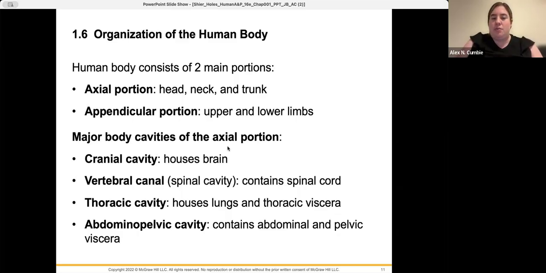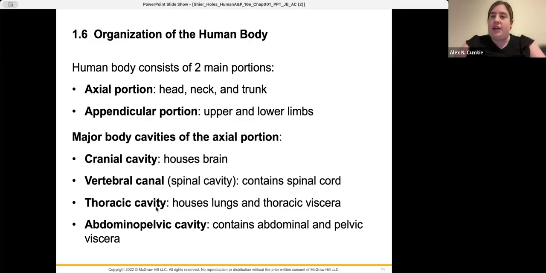So for the axial portion, so within the head, neck, and trunk, we have some major cavities. One is the cranial cavity. The word cranial refers to the brain or your cranium. So the cranial cavity houses the brain, protected by the skull. Inside it is the brain. Your spinal cavity, also called your vertebral canal, is where the spinal cord is. This is a pretty small area. You have your vertebrae, which are protecting this cavity, and then the spinal cord, which is fairly small in the body but very long, is going to run through this vertebral canal or spinal cavity.